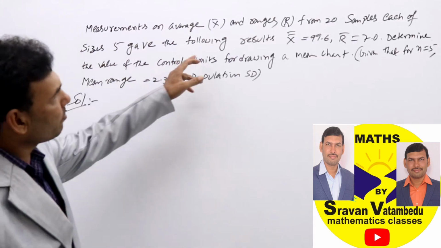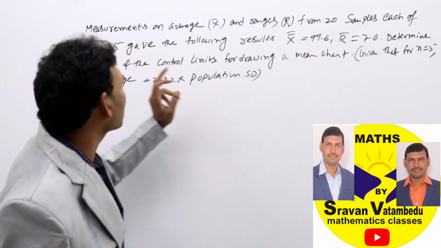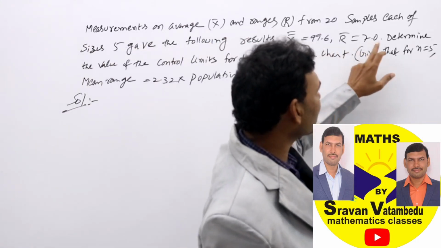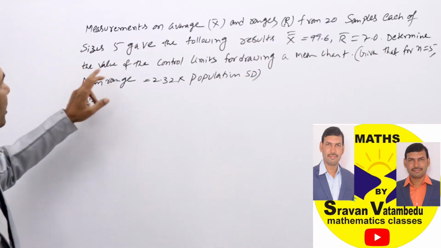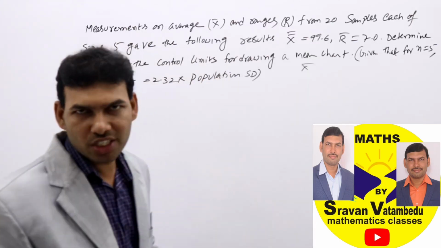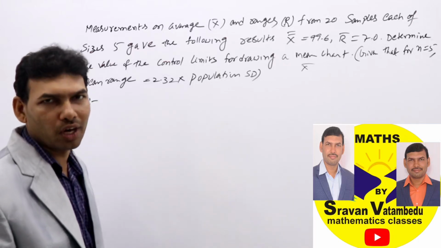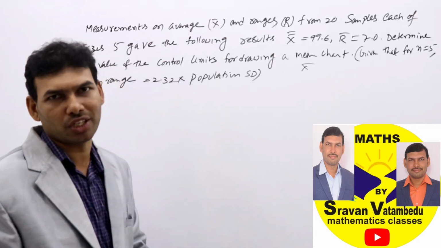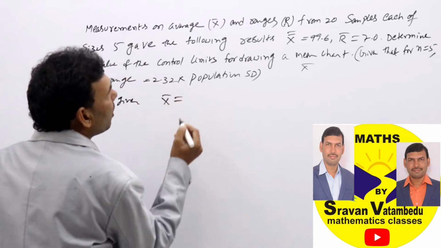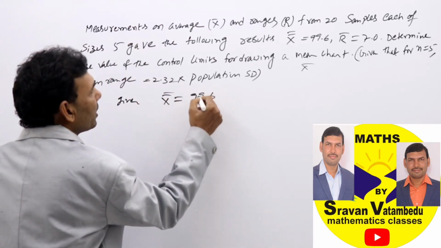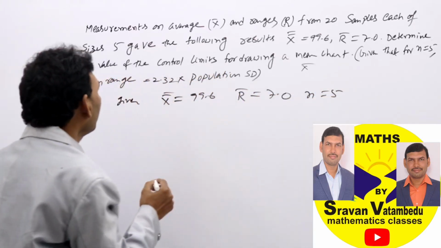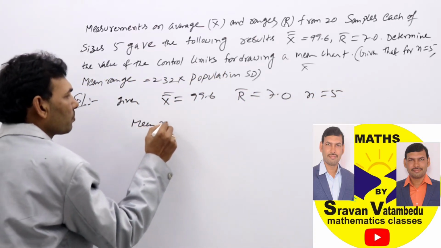Measurements on average X bar and range are taken from 20 samples, each of size 5, giving the following results: X double bar is 99.6, R bar is 7.0. Determine the values of control limits for a mean chart, X bar chart. We just need to determine the control lines: CL, upper control line, lower control line. No need to draw the chart. So what is given? X double bar is 99.6, R bar is 7.0, and n is 5.